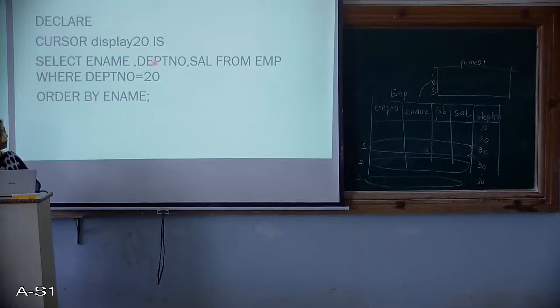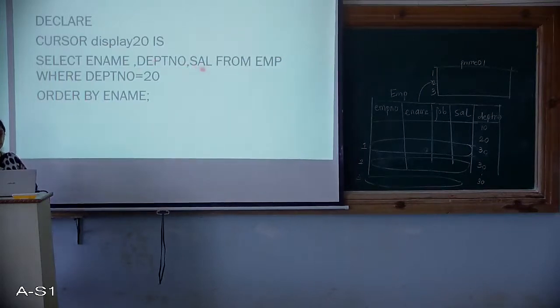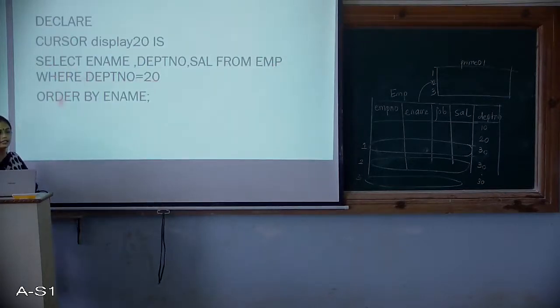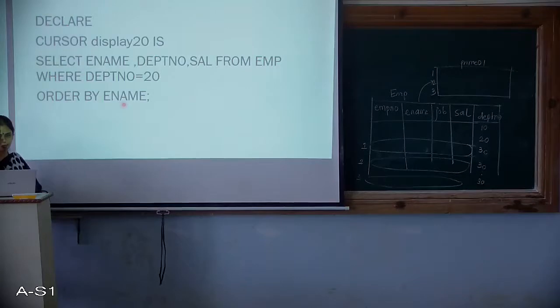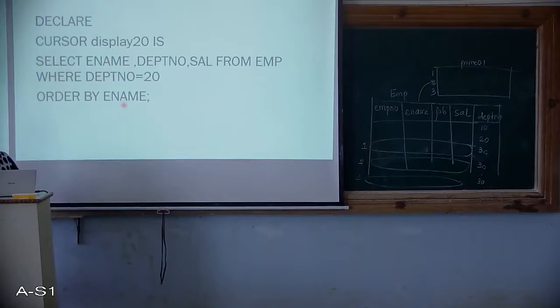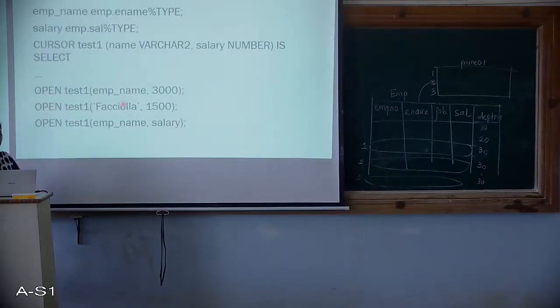E name, department number, salary. So 3 things are being selected from the EMP table where department number is equal to 20 and it is getting ordered by the order by clause. Everybody understands, I hope. So it is going to be just ascending order. It will order it according to the E name, so alphabetically it will order the names. So this is another example.